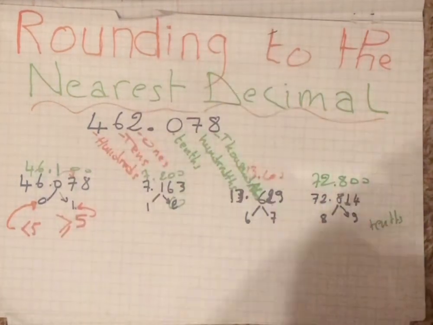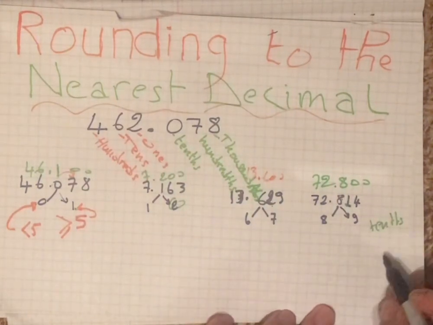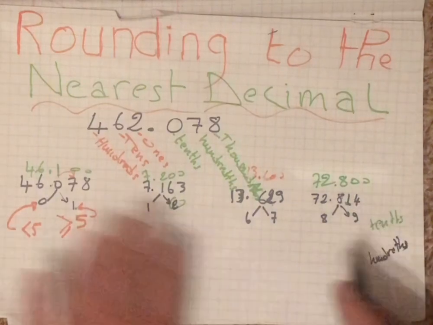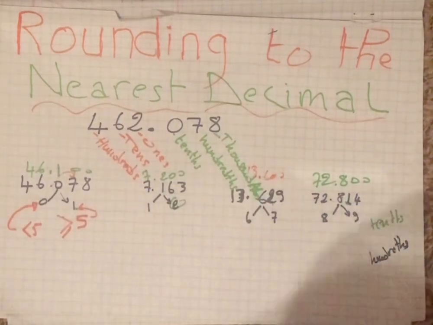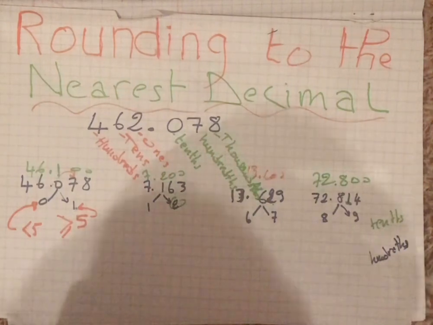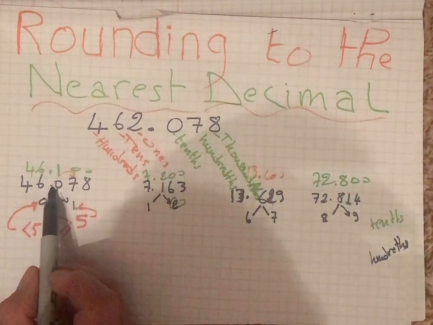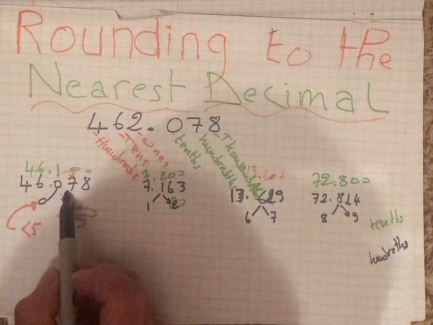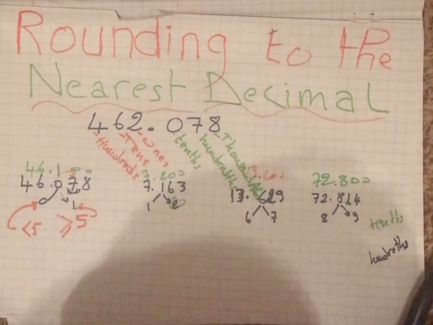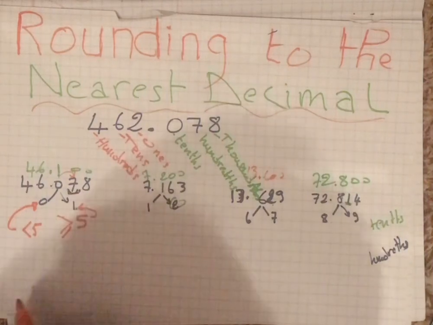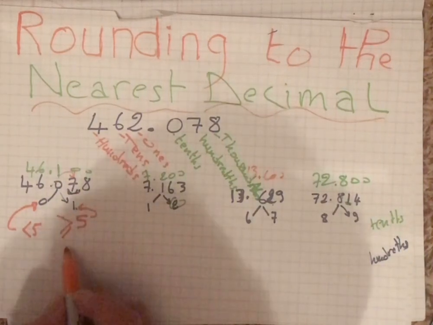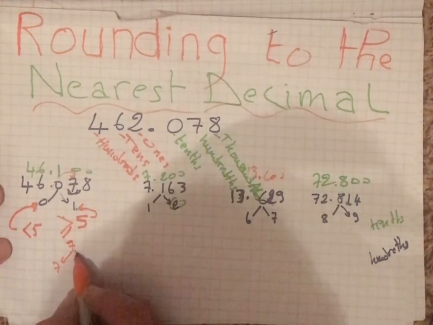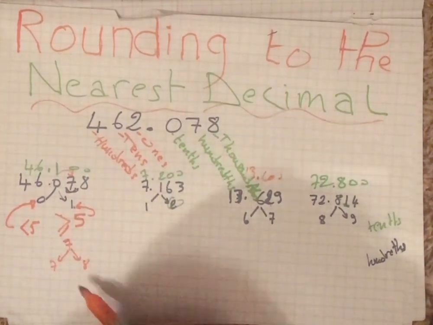Now, let's see if we understand this. Tenths, let's say hundredths. The same numbers here, we will round them to the nearest hundredths. So I'll start with 46.078. The hundredths digit is the 7. The number in question is 7. Either it will stay as it is, 7, or it will go up to 8.